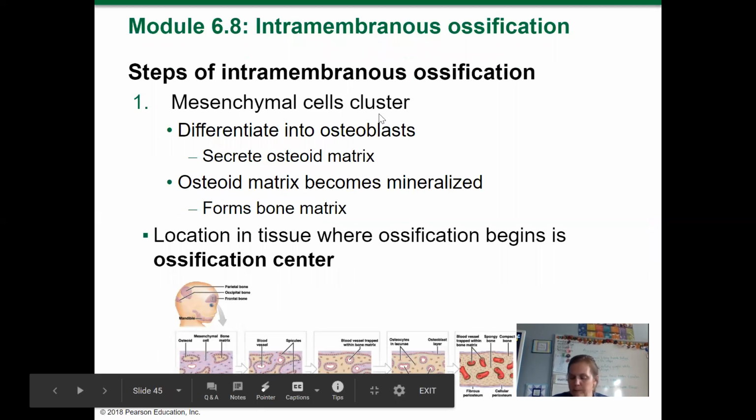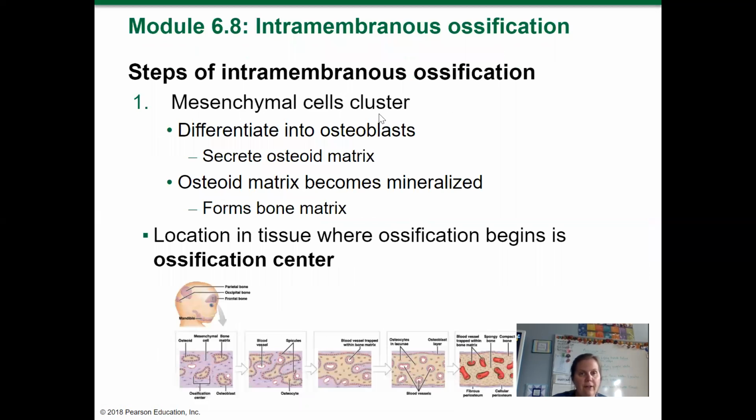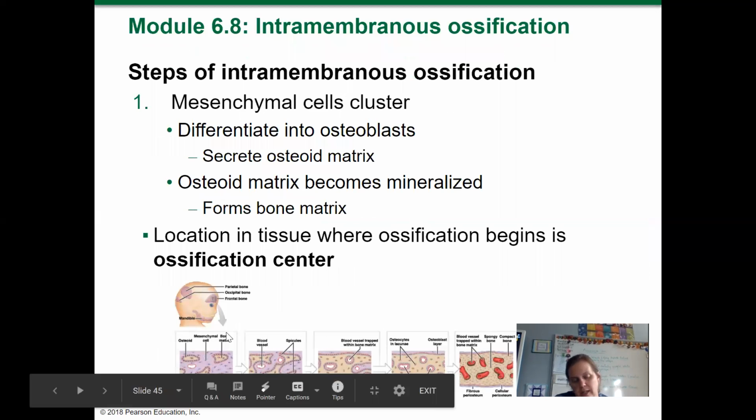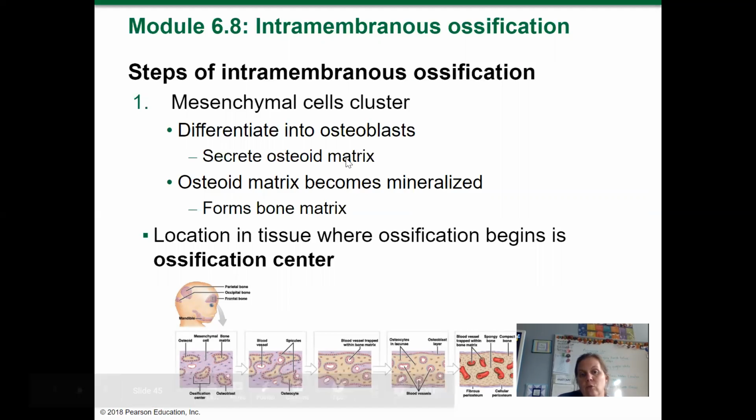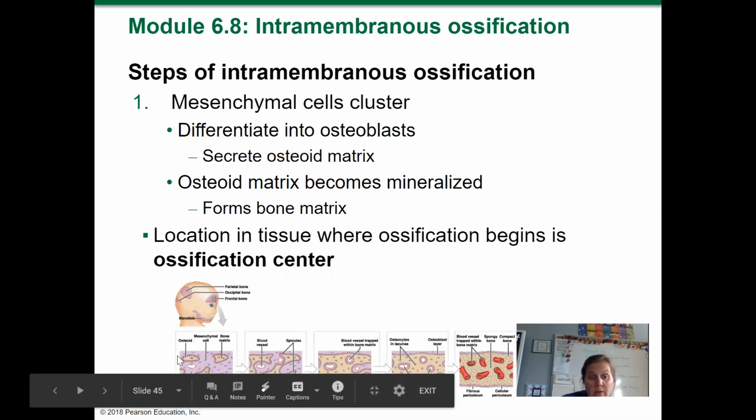So the steps are across page 224 and 225. The mesenchymal cells are going to cluster, and this is terrible that it's so tiny, but please look in your book. The mesenchymal cells are going to then differentiate into osteoblasts, which you can kind of see down below there. They start to secrete this matrix, this osteoid matrix, which becomes mineralized, becomes harder, and becomes bone matrix. So that's an ossification center, and you can see one of these kind of bubbles here is labeled as an ossification center.